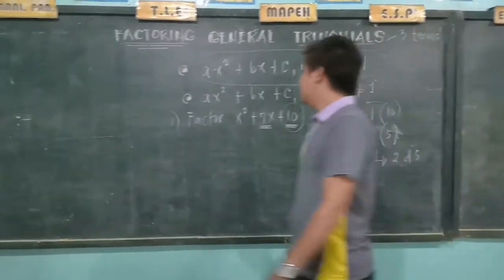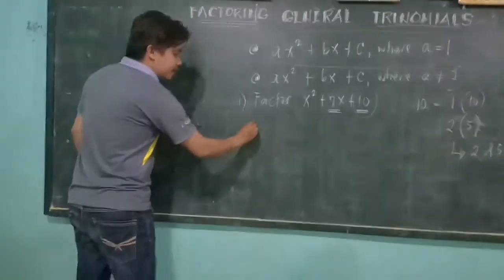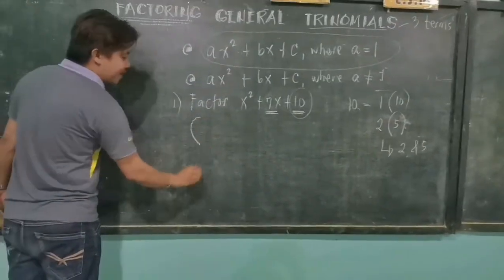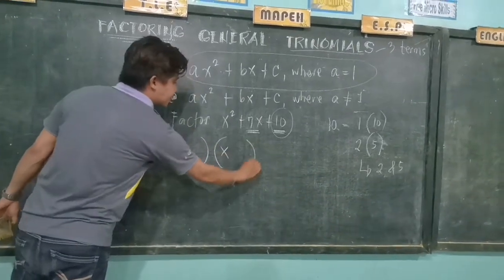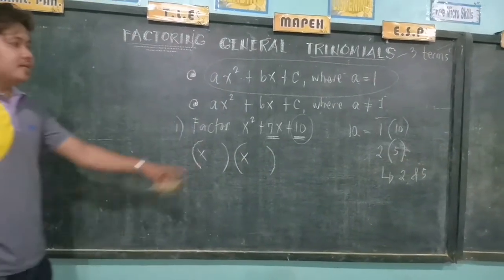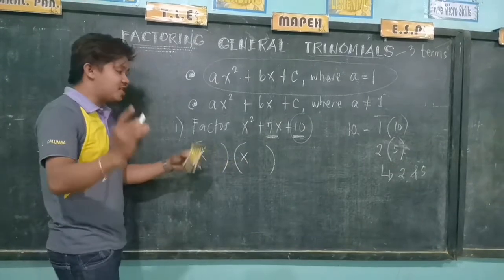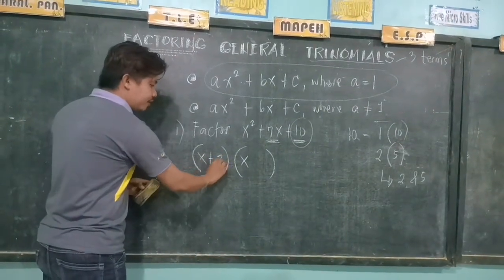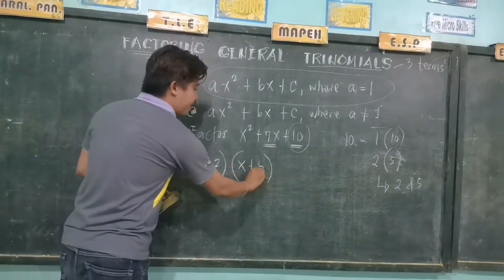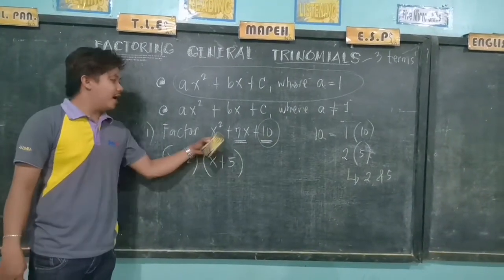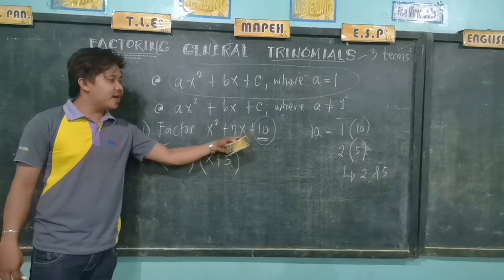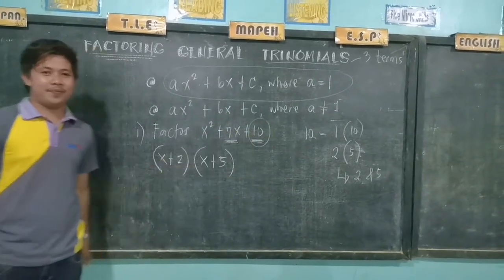So let's write the factors. The pattern is x, and then write x in here. Since we have 2 and 5, let's just write plus 2 and plus 5. This is now the factor of x squared plus 7x plus 10.